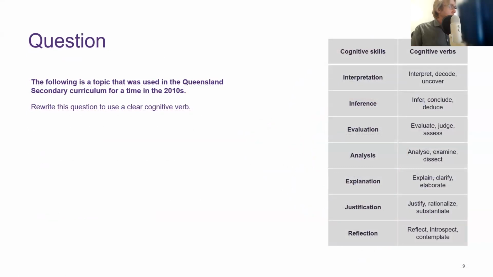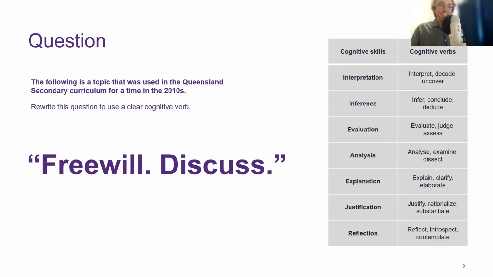So rewriting for critical thinking these questions takes a lot of effort, and it's time consuming because you need to know exactly what it is that you wanted to test. I mean, the following question was a topic that was used in the Queensland secondary curriculum for a time in the 2010s. Free will, discuss.